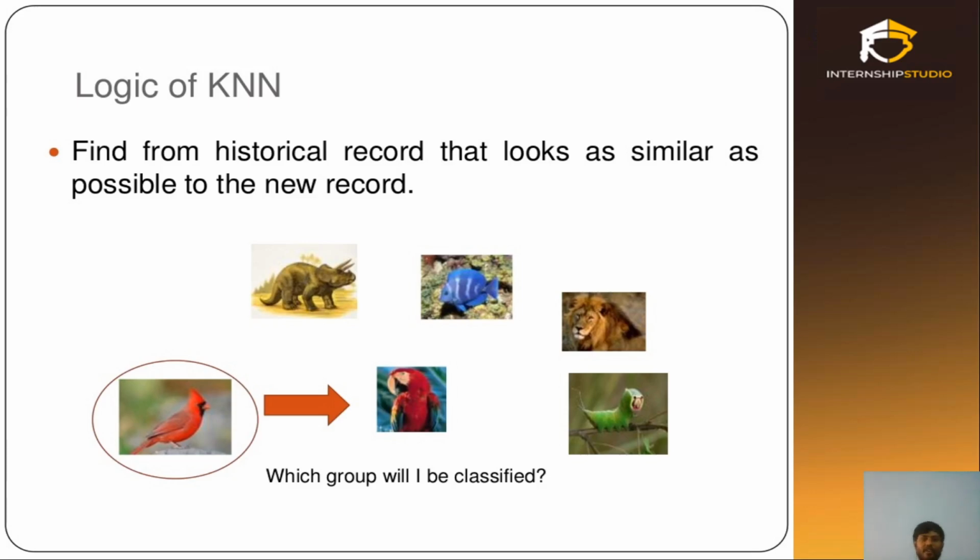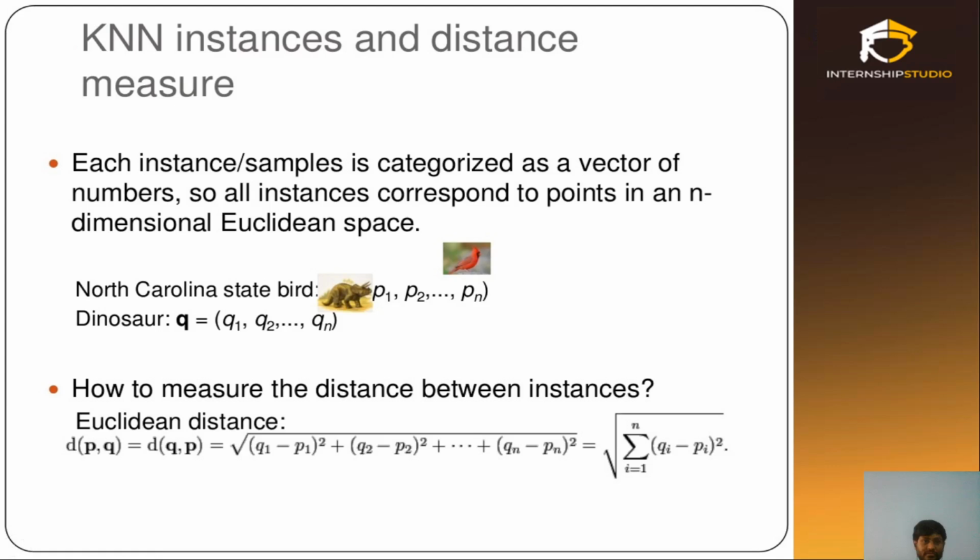So what is the logic of KNN? Suppose we have these different images, and you have to somehow associate or classify this particular bird to one of these records. You can see this is a fish, this is a lion, and this is the bird. So how do you do the classification or association here?